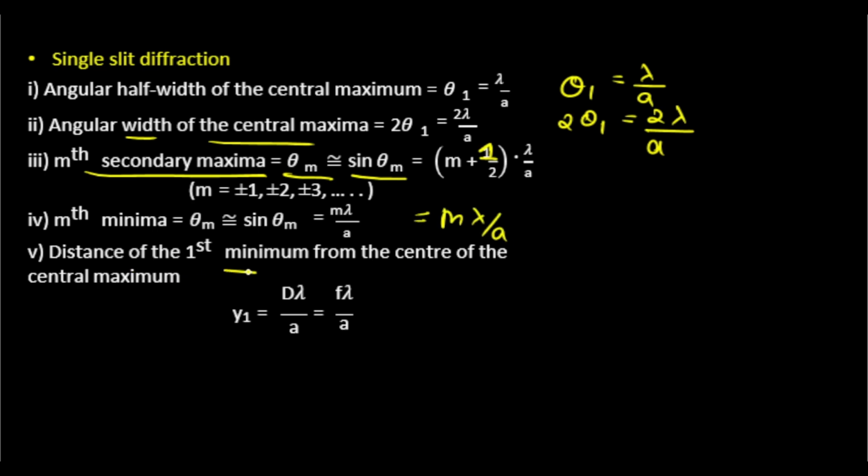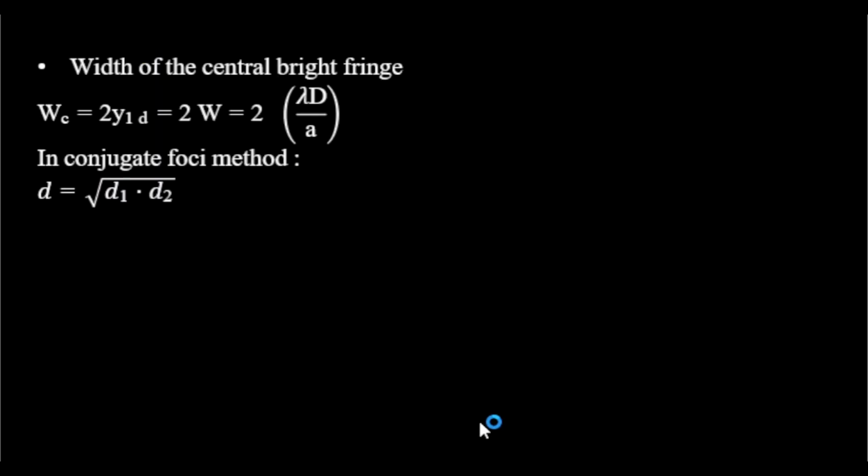The distance of the first minimum from the center of the central maximum: y1 is equal to D lambda divided by a, which is equal to f lambda divided by a. Now the width of the central bright fringe is W equals 2 y1, which is 2 times lambda D by a. In the conjugate Fourier method, d is equal to the root of d1 into d2.